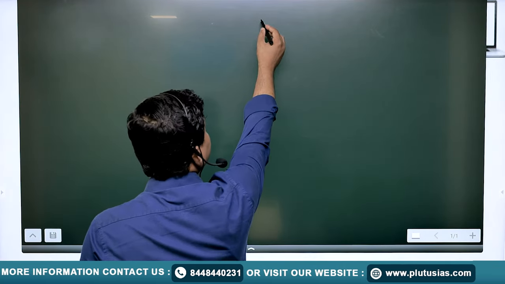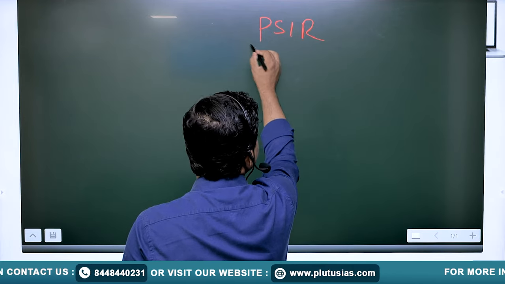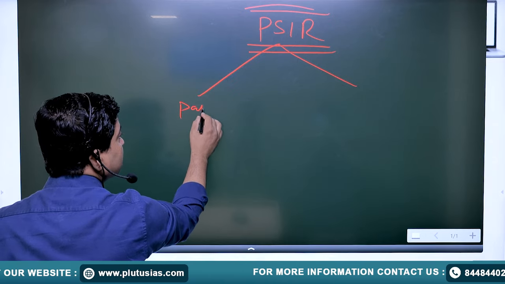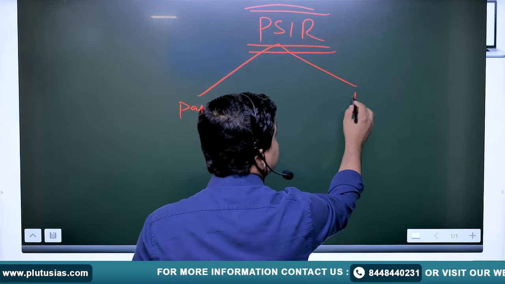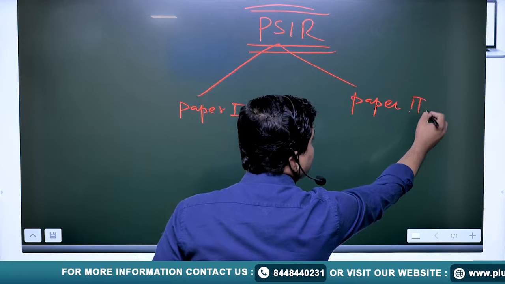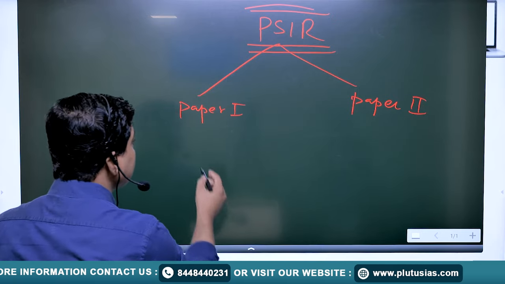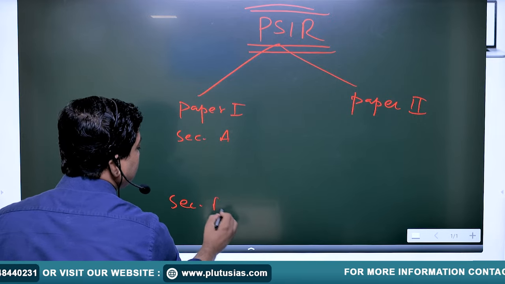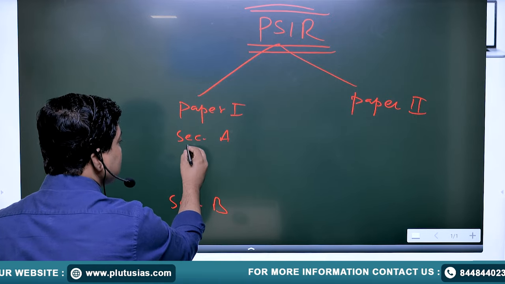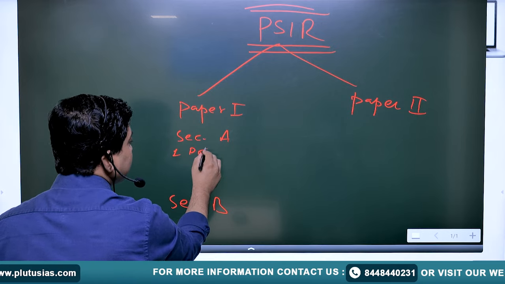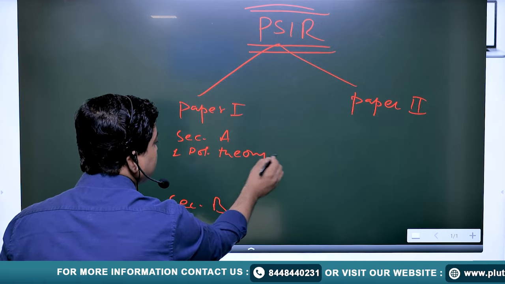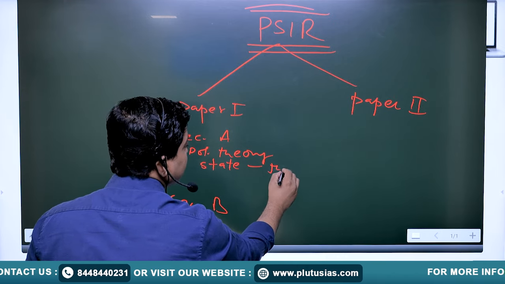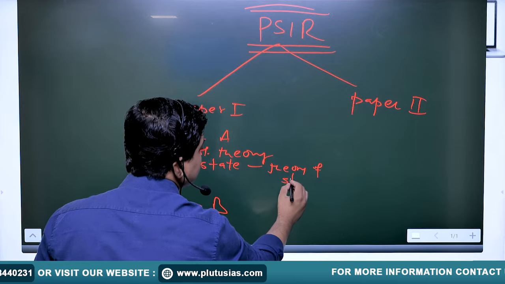Now, if you look at PSIR, political science and international relations, it has 2 papers, paper 1 and paper 2. In this paper, there is section A and section B. Section A consists of political theory, then state and theory of state.